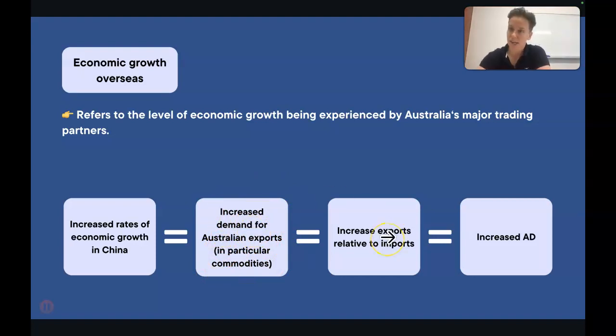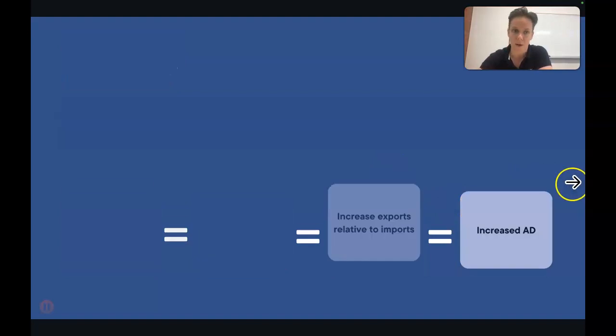So we're going to see an increase in exports in our aggregate demand equation, and that's going to lead to an increase in aggregate demand. And so follow that argument through the other way. If China had a recession or an economic downturn, obviously that would decrease the demand for exports, which would lead to a decrease in exports, which would decrease aggregate demand. So just have both ready to go.